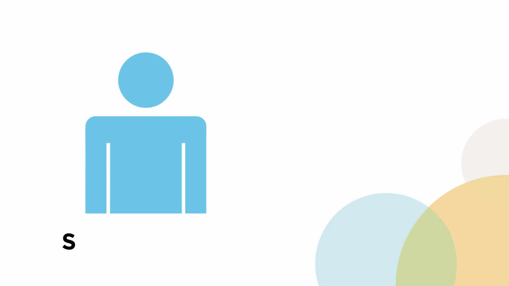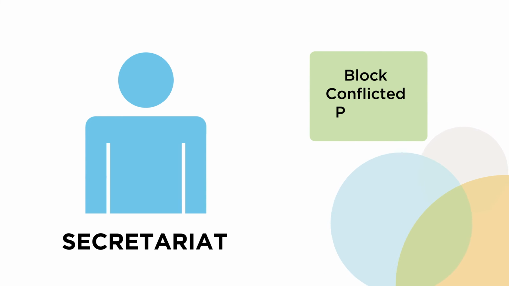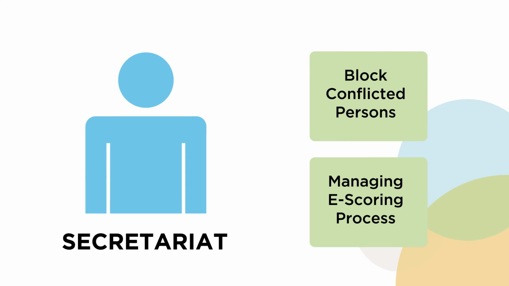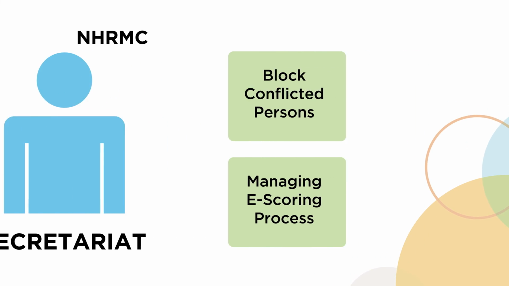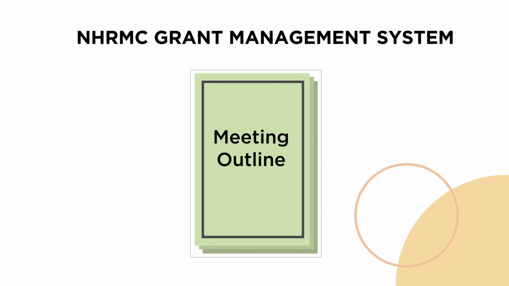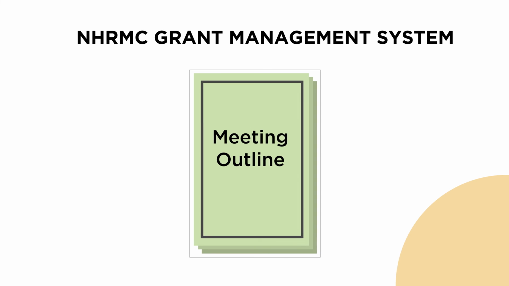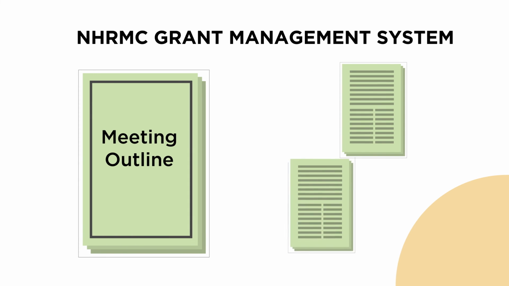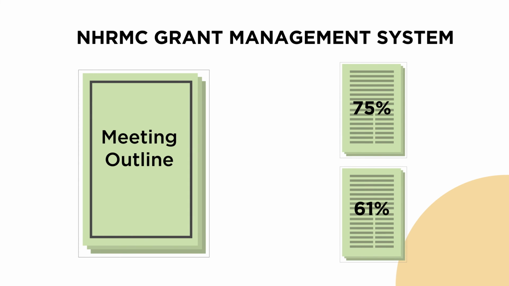Your Secretariat will manage the participation of conflicted members during the meeting and manage the e-scoring process through NHMRC's grant management system. During the meeting, members will be provided the option to rescore applications nominated for discussion. If members wish to rescore an application following panel discussion, this will happen electronically via NHMRC's grant management system.